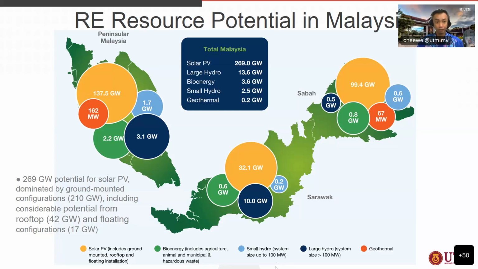North of the peninsula, you can see that the solar irradiance is actually much higher compared to the south of the peninsula. The same goes for Sarawak and Sabah. The small note on the lower left-hand side says that we have a 269 gigawatt potential for PV. So that is a lot to be explored in the near future.